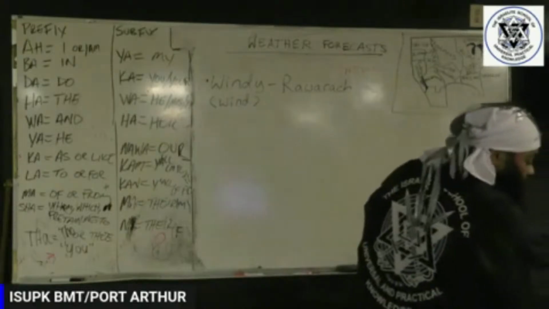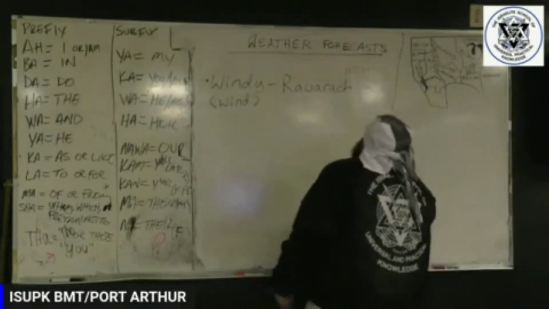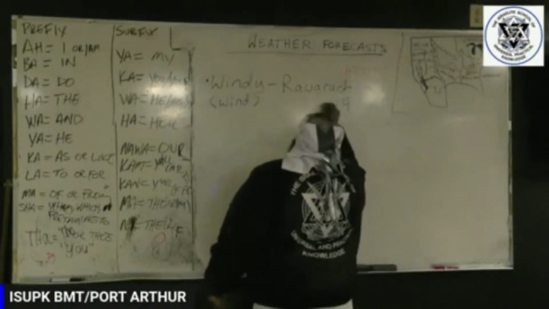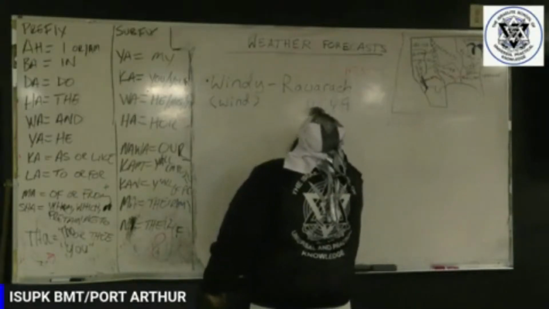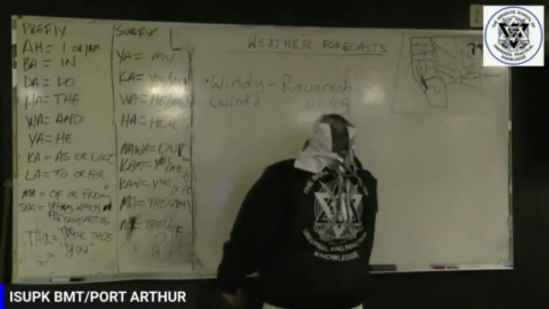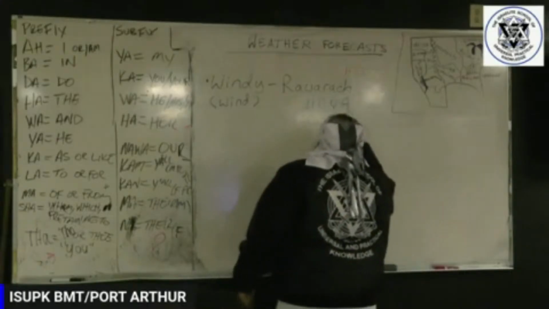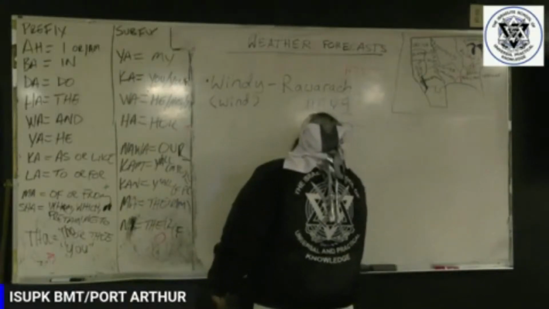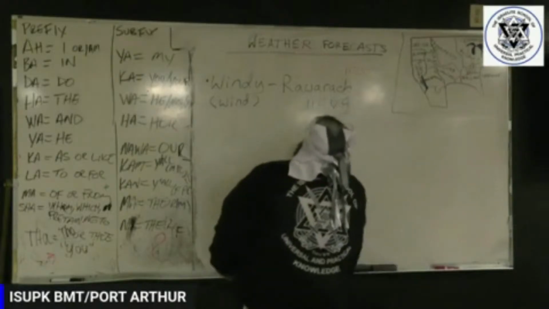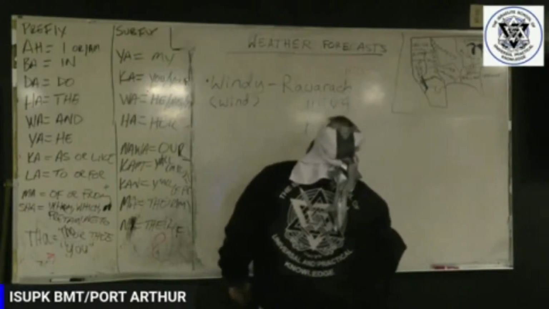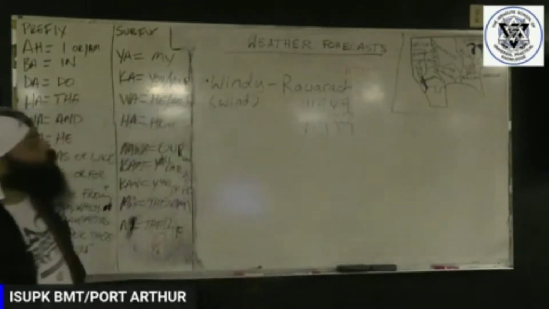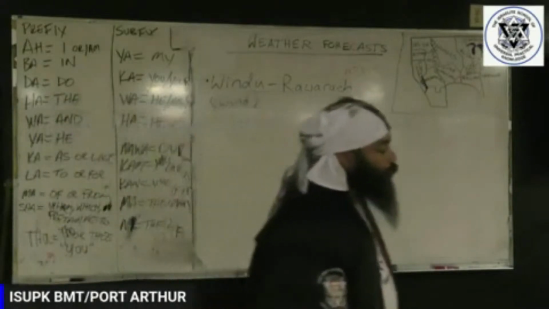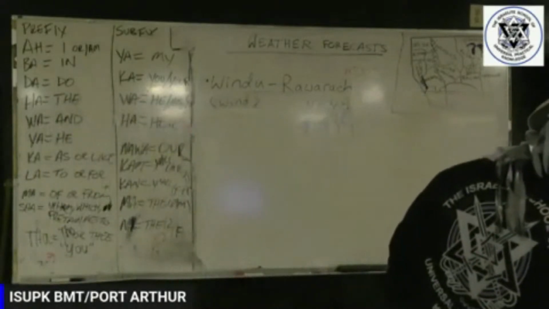All right, let's get it in Hebrew. We have the ra, we got the wa, we got another ra, and we got the ka. Ra, wa, ruach. You got it. Ruach. And for this, the sentence that I'm going to use is the wind is howling.